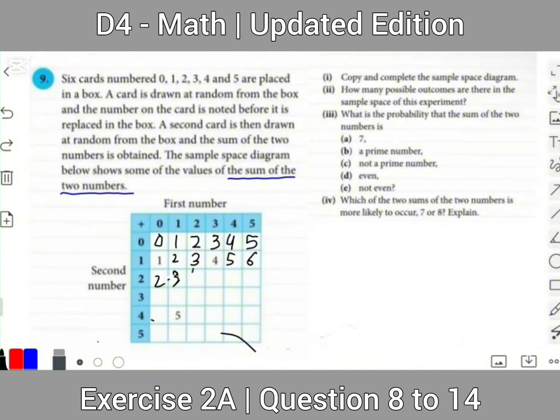2 add 2 is 4. 2 add 3 is 5. 2 add 4 is 6. 2 add 5 is 7.